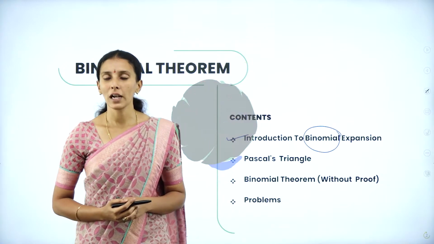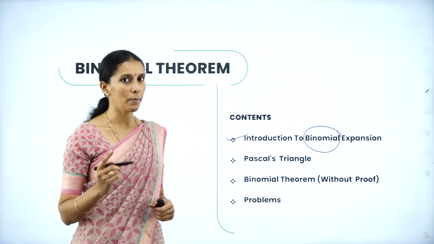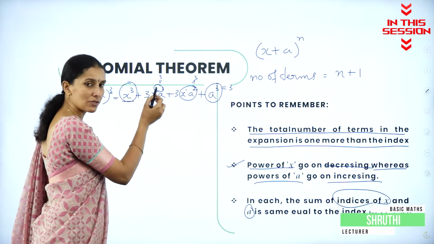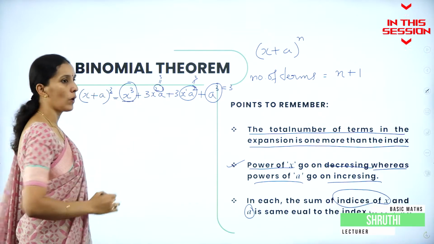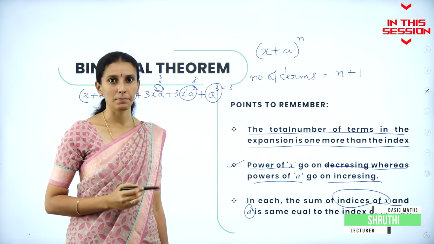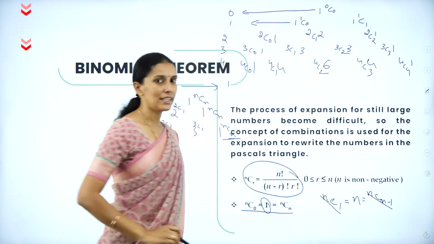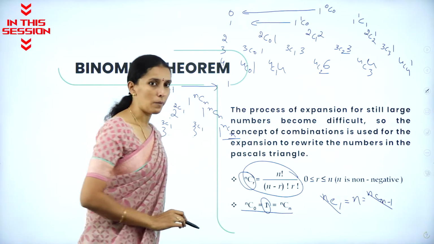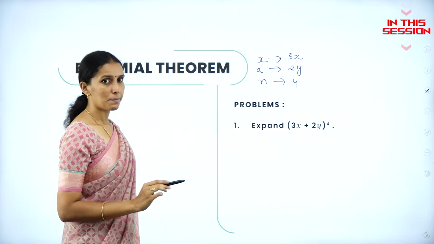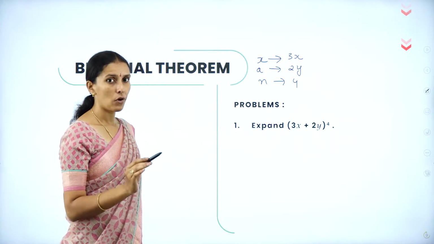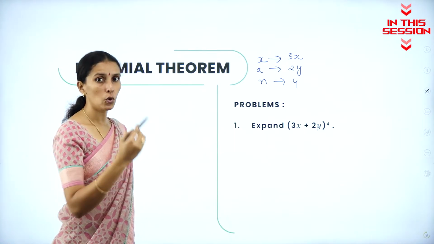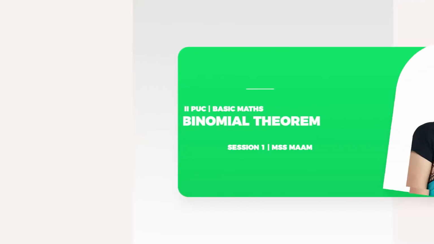That is, a polynomial containing any two terms is called binomial. So in each term, when you add the power of x as well as a, that should be equal to the index of x plus a. All the coefficients in the Pascal triangle are replaced by the nCr formula. When you have x plus a whole power 4, then you should write the coefficients from 4C0 to 4C4.